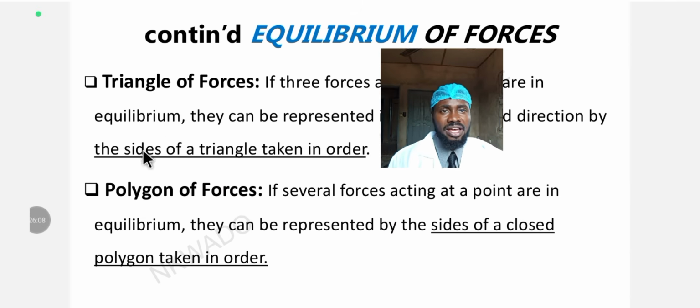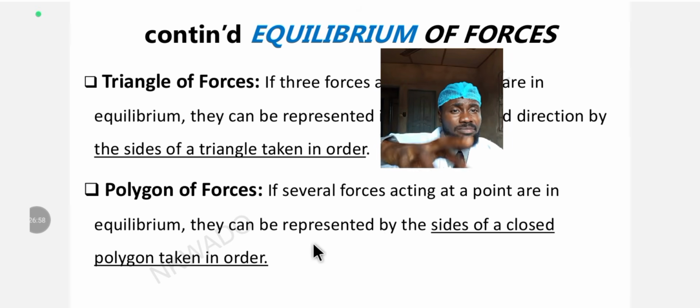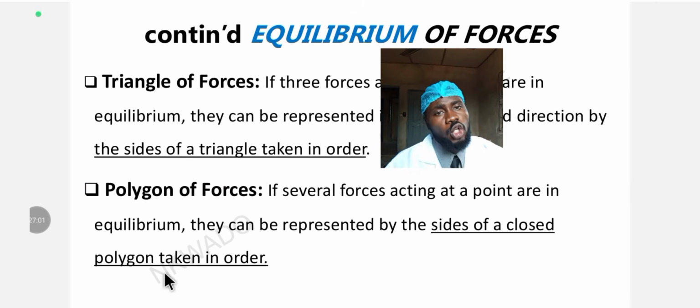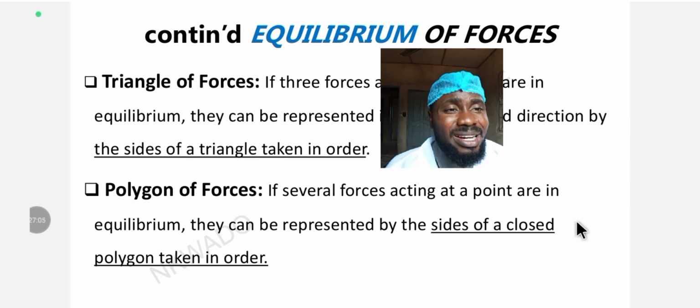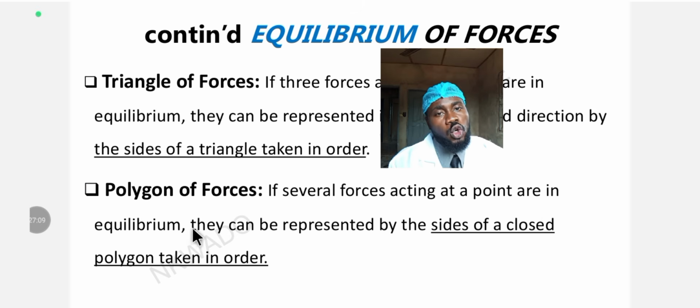So the next we have here, still under the equilibrium of forces, is polygon of forces. What does it entail? It says if several forces acting at a point are in equilibrium, that's their balance. Remember the triangle of forces, three. Tri means three, three forces acting on a body. But here for the polygon of forces, remember the meaning of poly. Poly means several, more than three. So these more than three forces acting at a point are in equilibrium. They can be represented by the sides of a closed polygon taken in order. You know what a polygon is now, okay?